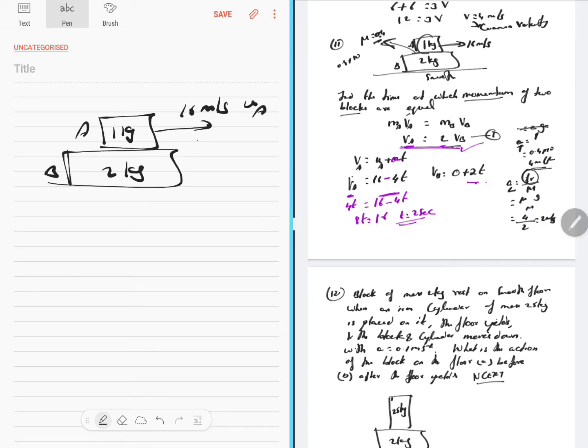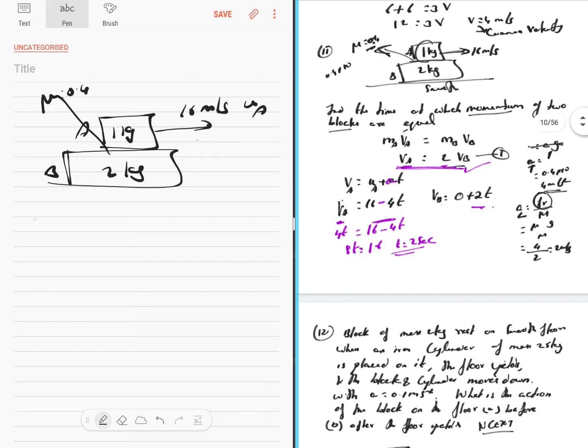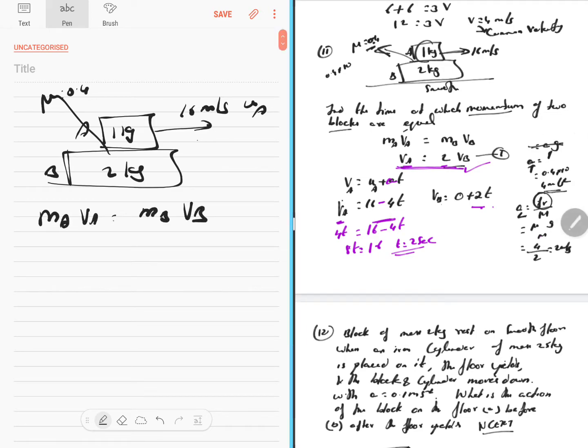There is a coefficient of friction that exists between the two blocks, which is 0.4, and therefore the 16 meter per second will reduce as it starts moving, because the friction will pull down the A block and will accelerate the B block in such a way that the momentum of both the blocks are equal. So MA into VA is equal to MB into VB. Momentum are equal. MA is 1 kg, MB is 2 kg, hence you get VA is equal to 2 times VB.